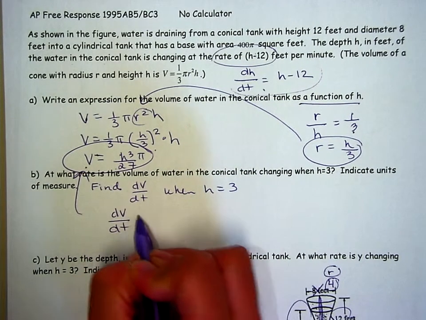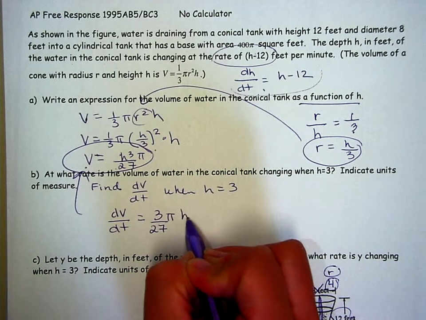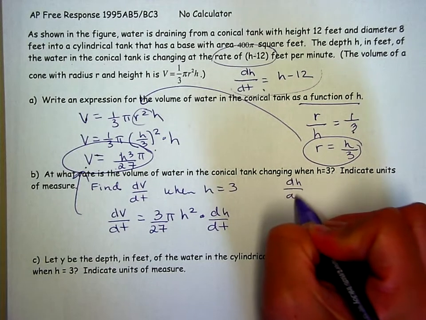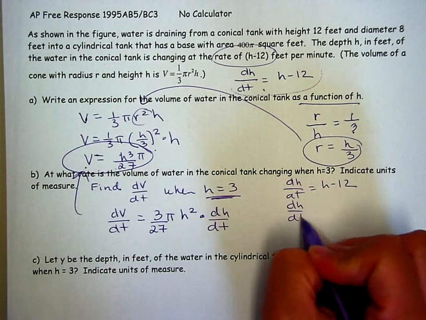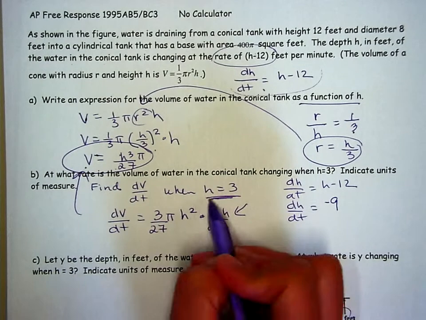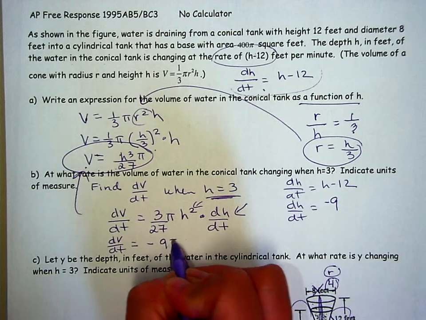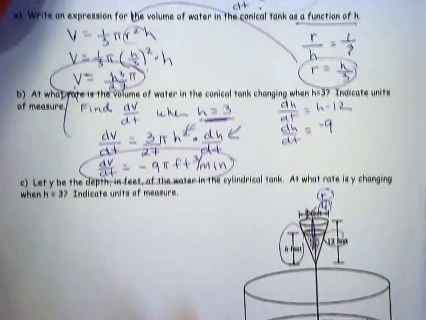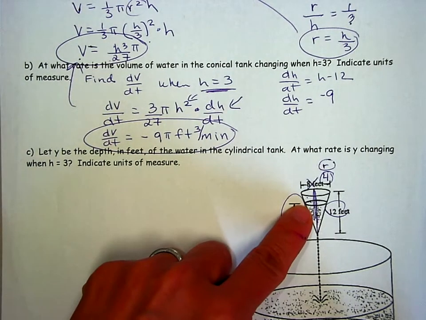dV/dt equals, bring down the 3, keep the 27, keep the pi, reduce the power by 1, times dh/dt. And dh/dt was h minus 12, so I want to know what it is when h is equal to 3. dh/dt at that moment in time is going to be -9, so that's what I'm going to use right here. And h is 3, so I'm just going to plug and chug, so dV/dt ends up being -9 pi feet cubed per minute. We're talking about the change in volume of the conical tank, and it makes sense that your dV/dt is negative because the water is leaking out of this cone.